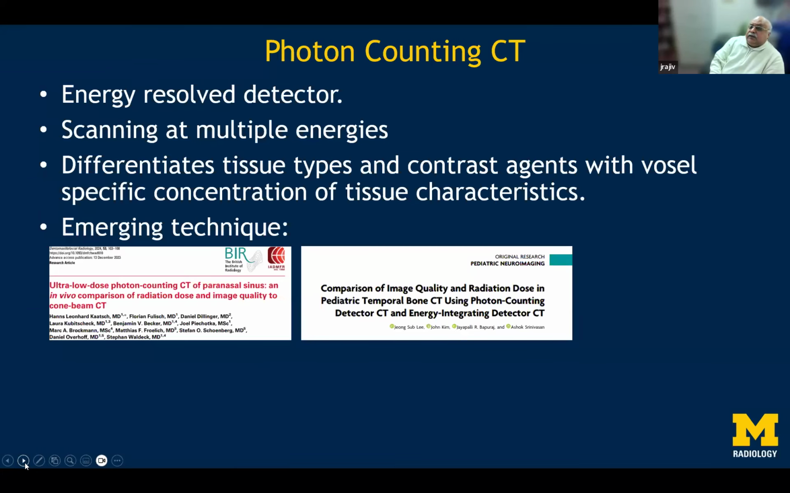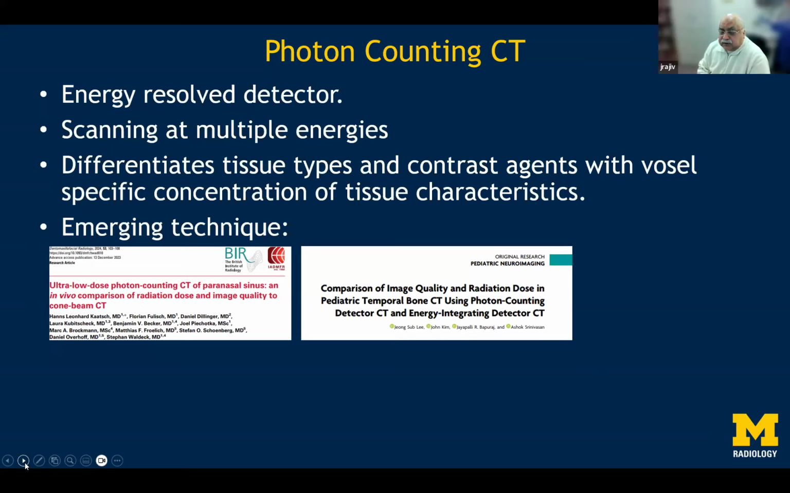So the newest technique, which is now being employed in several countries and even in India, is photon counting CT, which has got specialized detectors which resolve the energy of the photons incident to them. And then we can usually differentiate between tissue types, especially bone and contrast agents in a voxel. And also, it's an emerging technique, and there are very few articles related to head and neck available at the time of this review. So these are the two first examples of low dose photon counting CT for the paranasal sinuses, which was compared with cone beam studies.